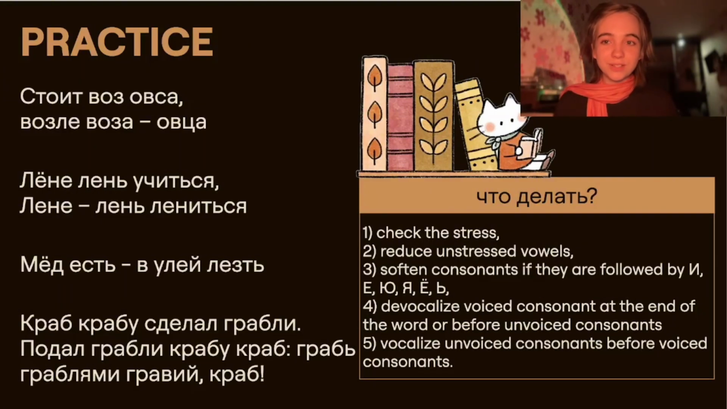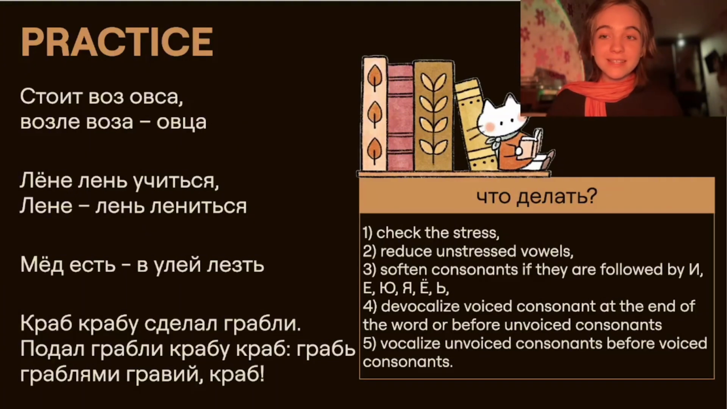So the first tongue twister. Стоит воз овса возле воза овца. Here we have devoicing of z at the end of the word. We don't say voz, we say vos. Also, we have unstressed o in the word овца and pronounce it as a. And we have devoicing of v next to ts. It goes as f, овца. And by the way, one more unstressed o in the word стоит, and we say it with a, стоит. One more time. Стоит воз овса возле воза овца.